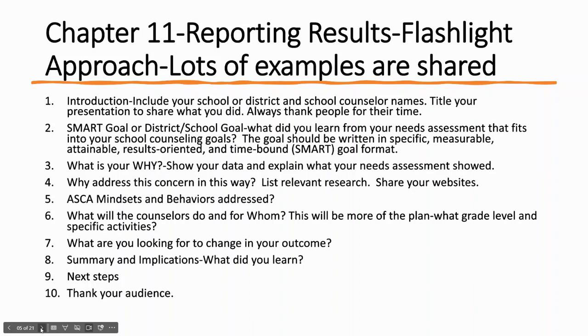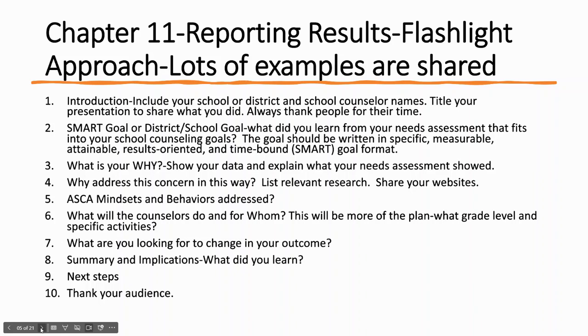You need to make sure you include your school, include the people who were involved. Make sure you title your presentation to what you did, if it was attendance related, behavior related, or achievement related. You need to always start with a thank you to the people for listening and for the people who were involved, and you need to thank them at the end. So always include your SMART goal or your district school goals. That's your annual outcome goal.